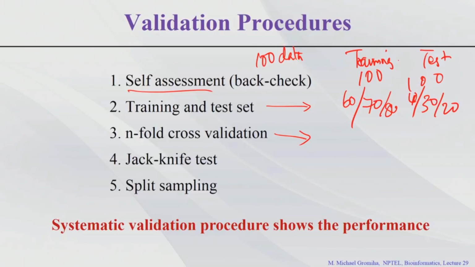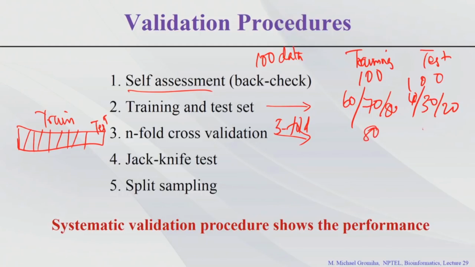The third one you can do is n-fold cross validation. If you have 100 data, take for example 5-fold cross validation. Divide into 5 groups, 1, 2, 3, 4, 5, and train on 4 and test on the remaining one. So 80 you train and 20 you test, but you do it 5 times, so that each one will be in the test at least one time.